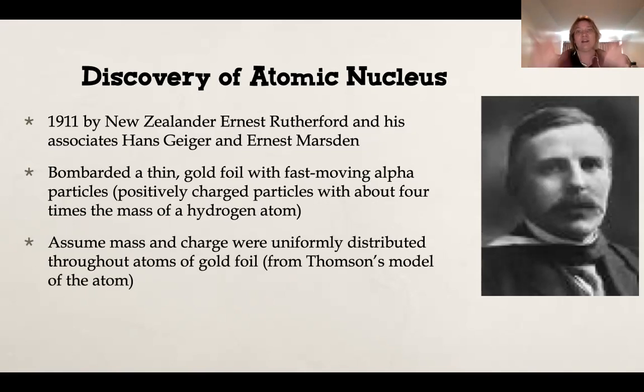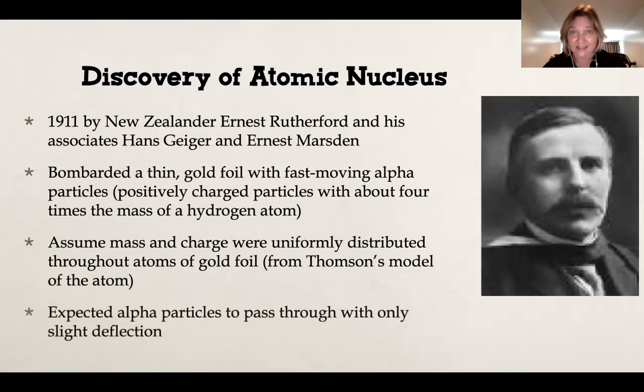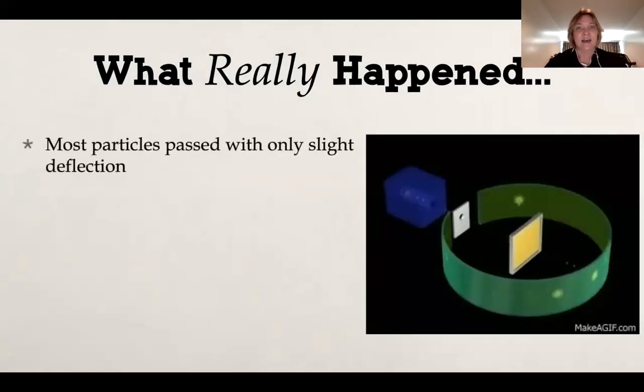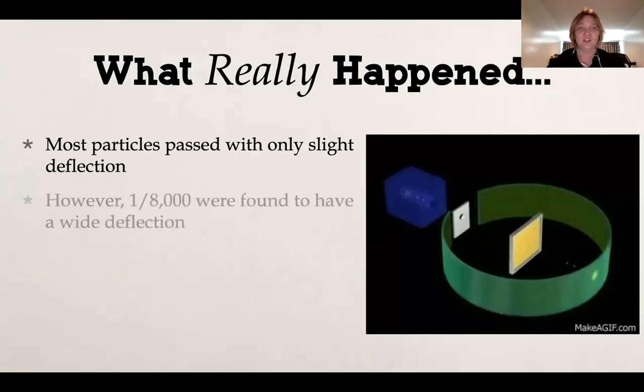You have this kind of random distribution or spreading out of negative and positive charges. So they expected that the alpha particles would pass straight through with only a little bit of deflection because you have this really even distribution of charge. What really happened is that most of the particles did what they thought. They passed through, you can see based on the animation, with only slight deflection.